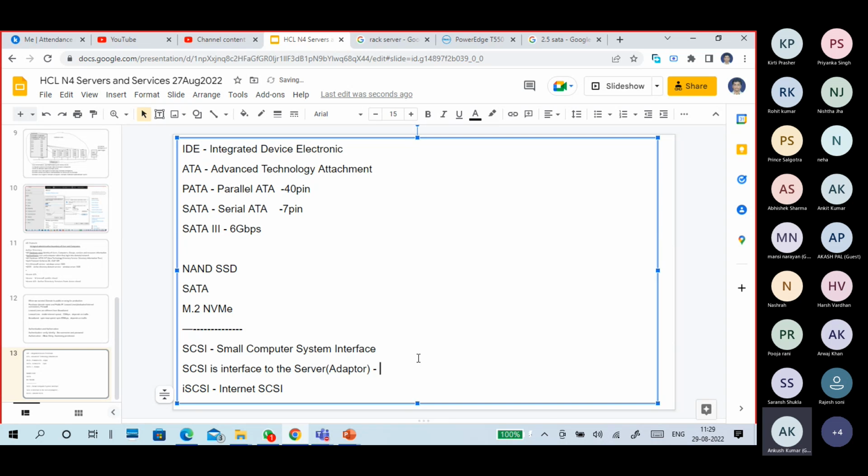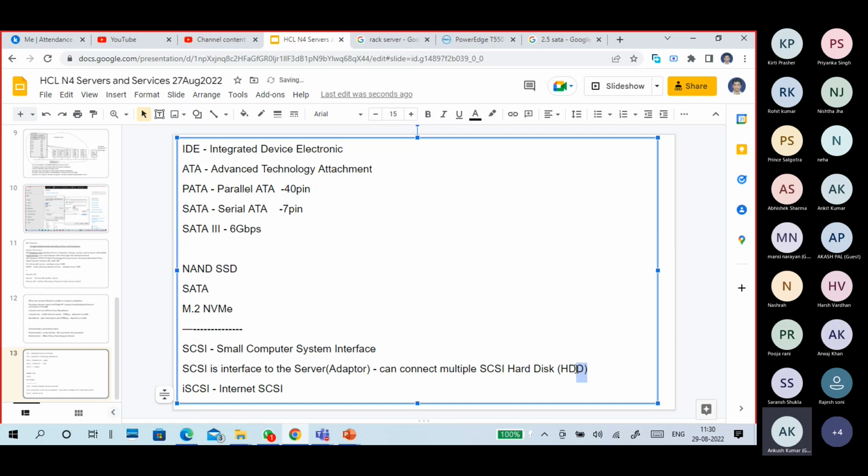What is the purpose of it? We can connect different kinds of stuff, but we'll dedicate it to storage today. This SCSI is an interface to the servers, a kind of adapter. We can connect multiple SCSI disks. SCSI disk means it's a kind of hard disk only, a SCSI model hard disk.